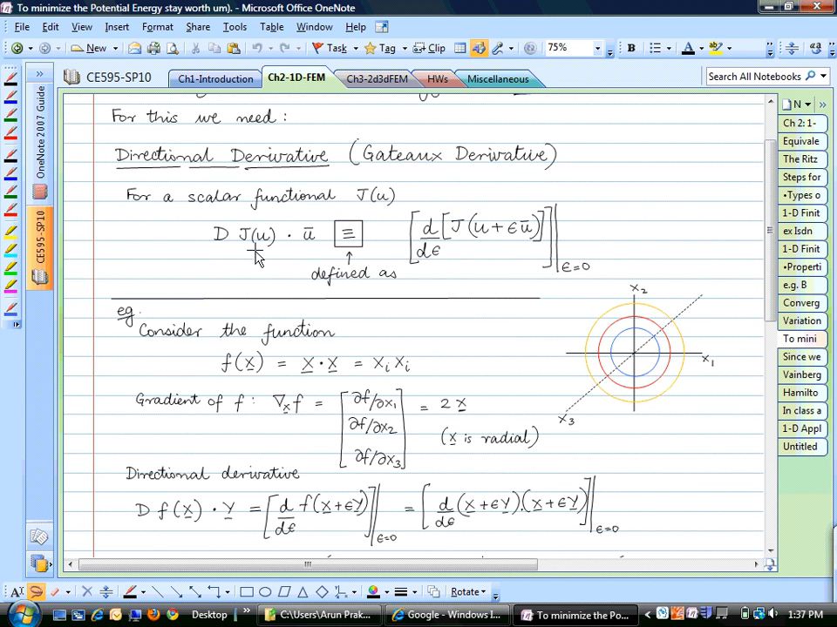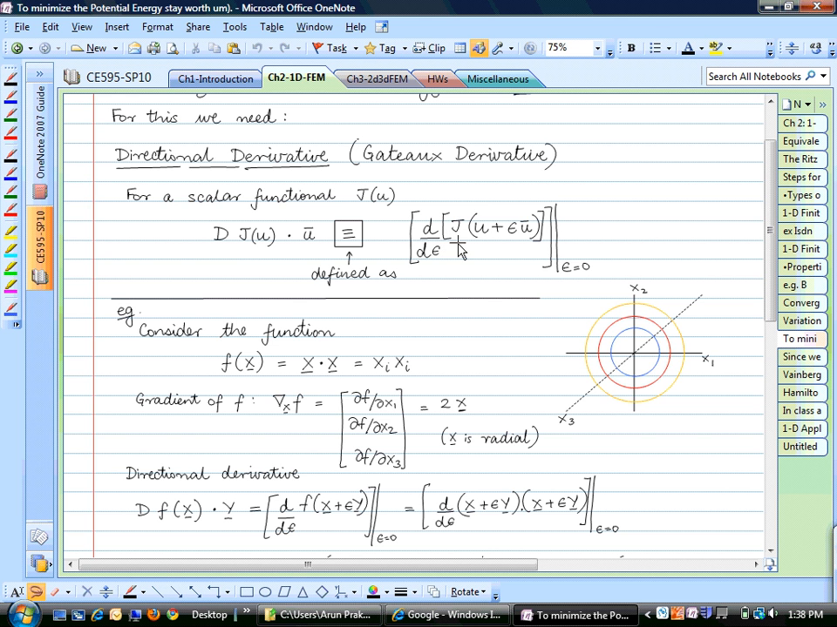If you have a scalar functional J of any variable u, in this case our variable u is a scalar function of x, but it could be a vector, it could be a tensor, it could be anything. If you have a scalar functional J of some variable u, you want to take its derivative in the direction of a different u bar. So this was our virtual displacement, and that is going to be defined in this way.